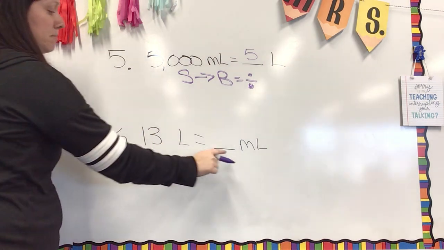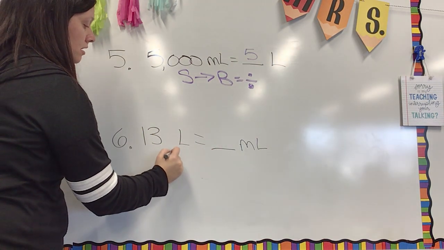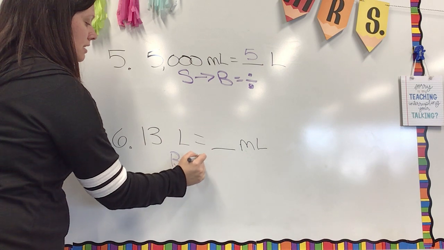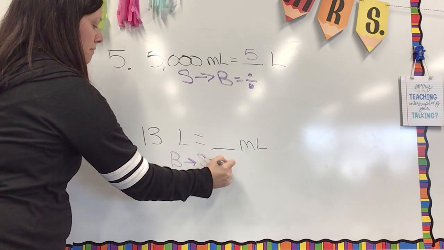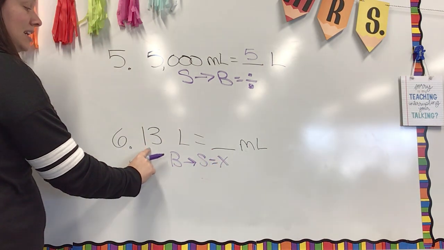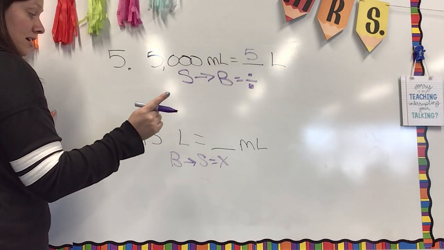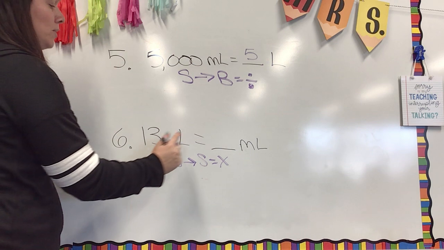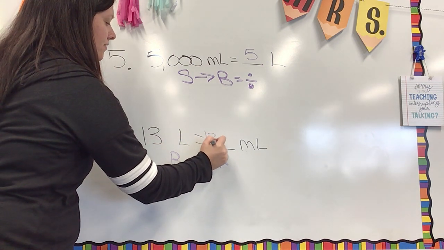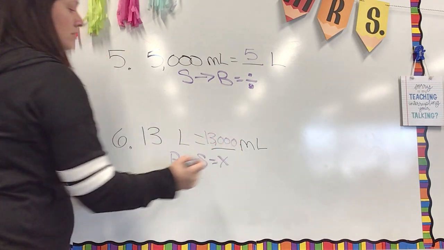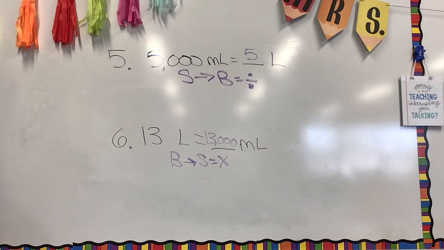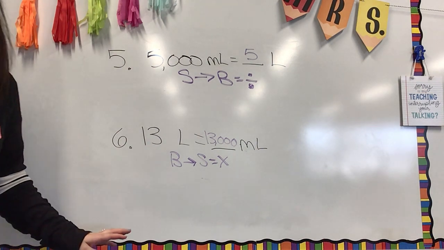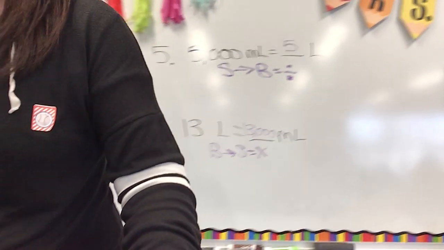All right, liters to milliliters. I'm going big to small, which means I multiply. So 13 times 1,000, which is 13,000. Very nice. Good job, guys. You're so smart.